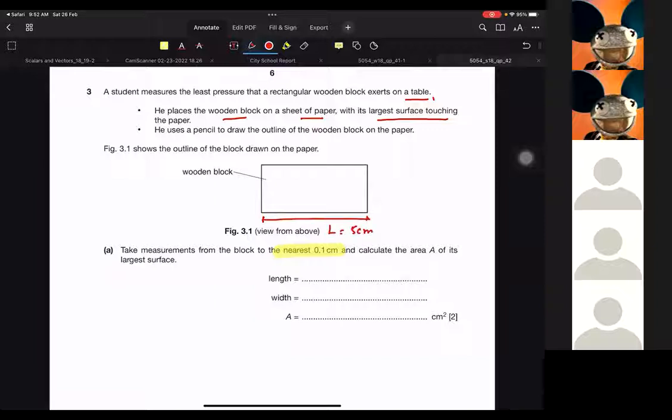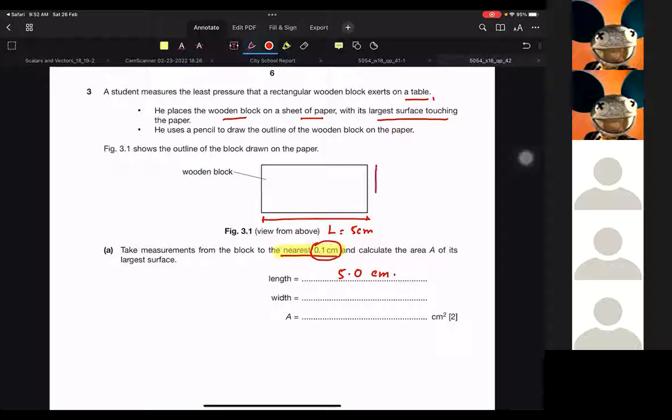If you write 5 centimeter here, it would be wrong. The reason is that if they say you have to take it to the nearest 0.1 centimeter, it means you have to write 5.0 centimeter. Putting a 0 after this is very essential, because if you don't, it means that you haven't followed the precision of the instrument. So please do remember that.